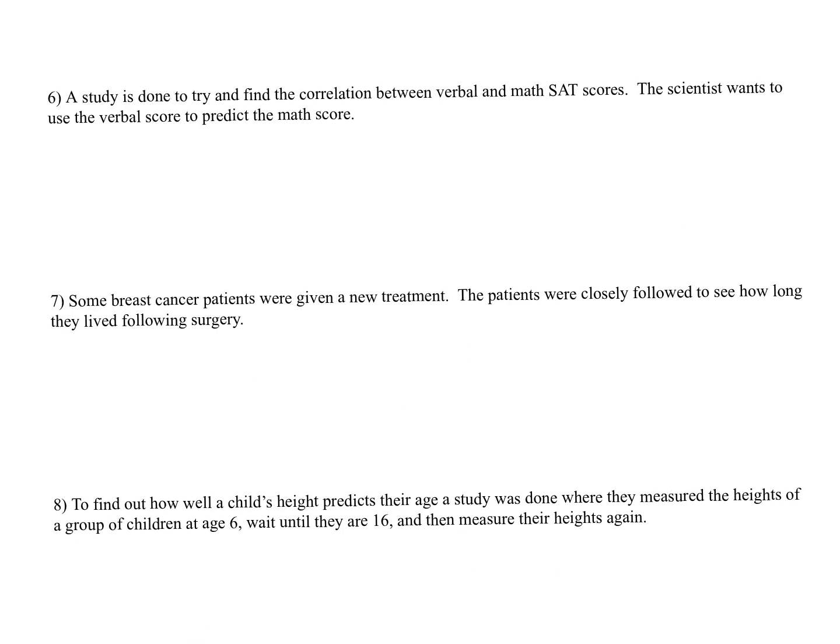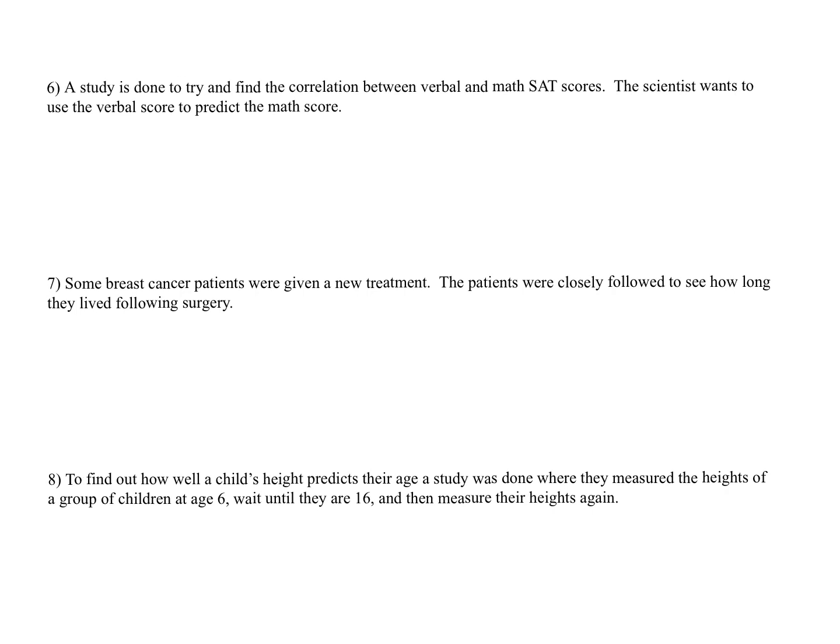Okay. Next, we have a study done to try and find the correlation between verbal and math SAT score. The scientist wants to use the verbal score to predict the math score. So this is an example of an observational study, because we're just looking to see a correlation between the two.